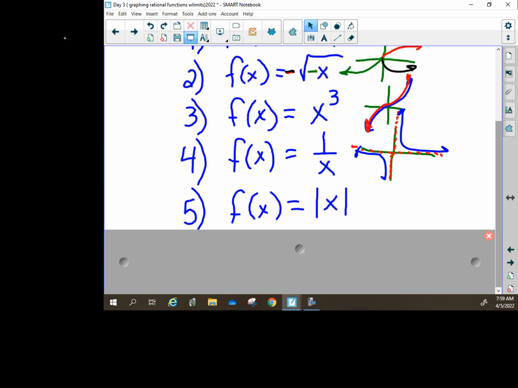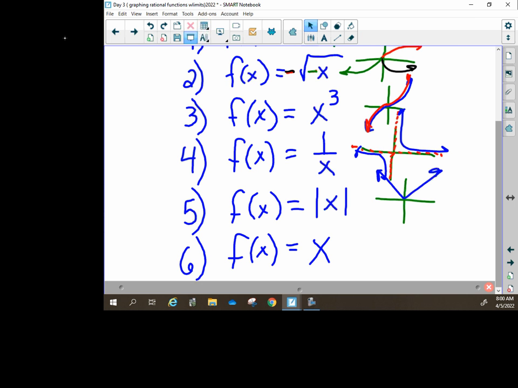Absolute value of x. For this one, I know. This one we got. Alright, I take you all the way back to algebra 1 and we got it. That's the easiest one to remember. This one right here, it's the V, up and up. I think this is my last one.